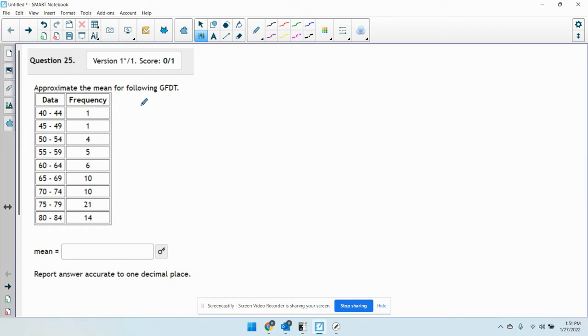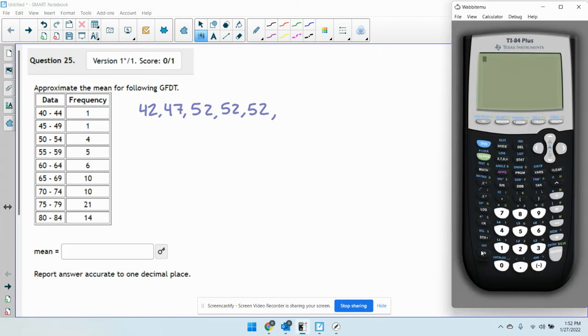So this data value is 42. This one data value here is going to be 47. These four data values are all going to be 52. So you can write it out like this. It's really time consuming. But what are we going to end up doing? We're going to end up adding up all these things and then dividing by the number of things there are. That's how we find the mean.